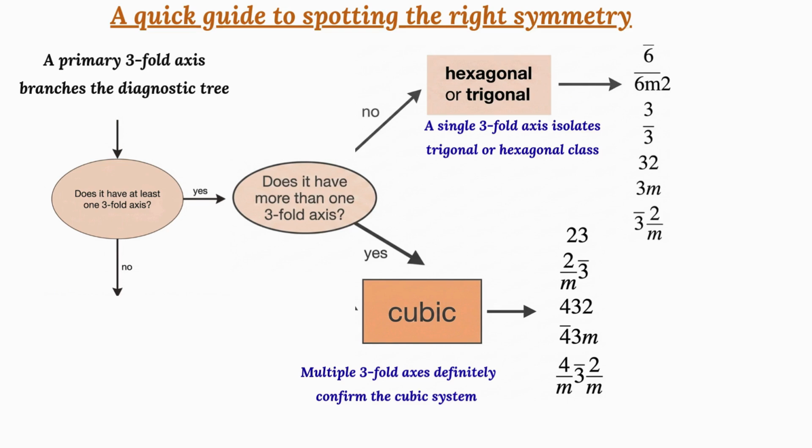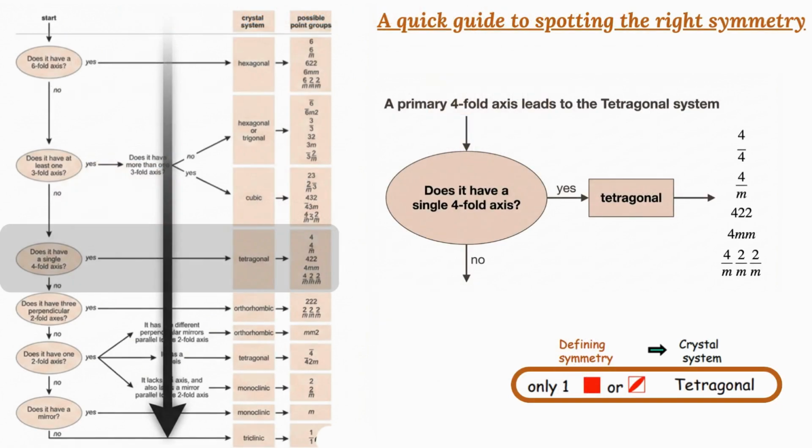Next, we can go with the fourfold symmetry. Here we get a straightforward answer: only one fourfold axis comes from the tetragonal system. So if the answer is yes, the crystal model which you hold has fourfold symmetry, then these are the possible point groups from that particular system.